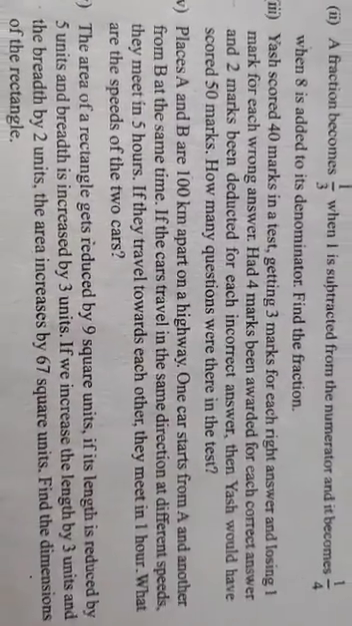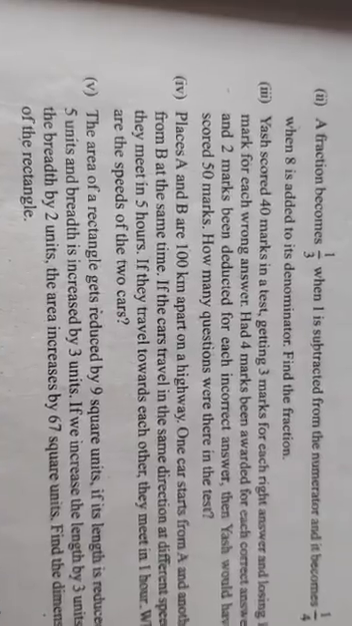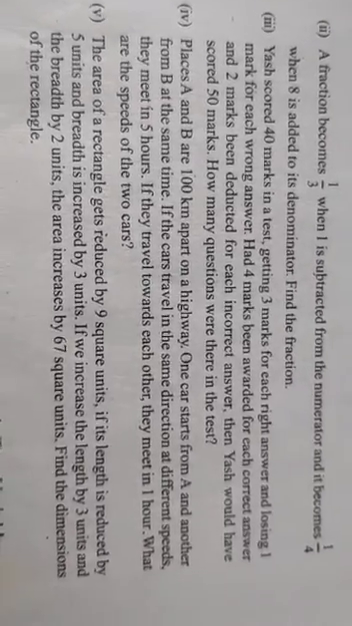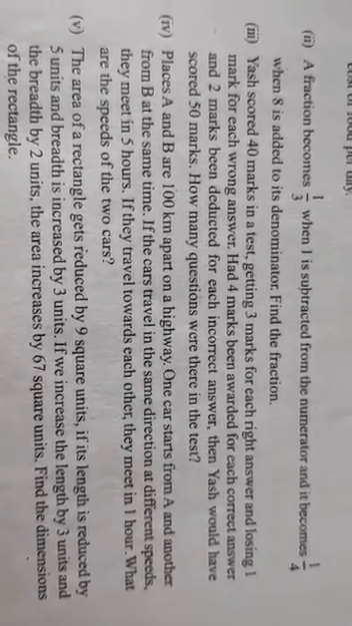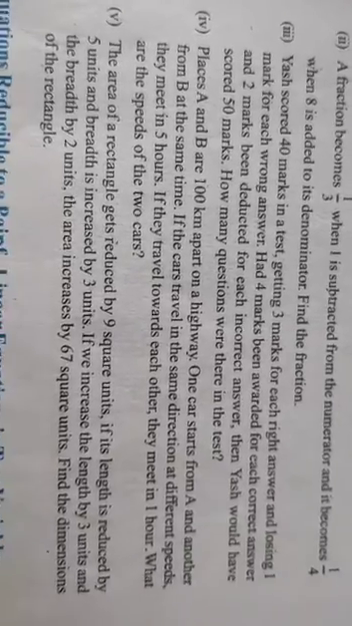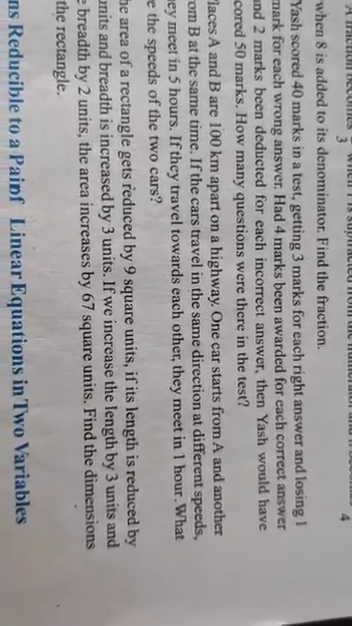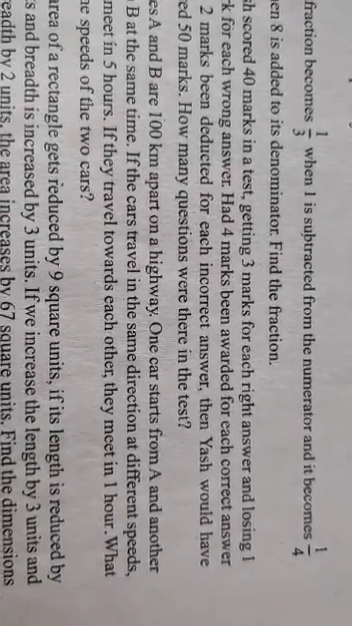Now again we go to the next question. That is the fourth one. What is the fourth question telling you? There are 2 places A and B, and these 2 places A and B are at a distance of 100 kilometers away from each other. Okay, they are 100 kilometers apart.